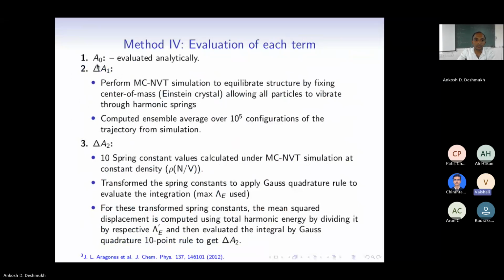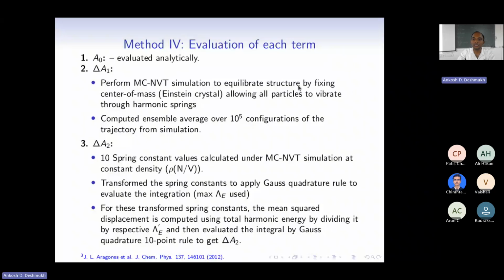So A0, as I have said earlier, can be evaluated analytically. To compute A1, delta A1, we need to perform the MC under NVT, because if you perform the Monte Carlo simulations purely, it will take time to equilibrate. So we will do the MC under NVT. It will equilibrate the system very fast.